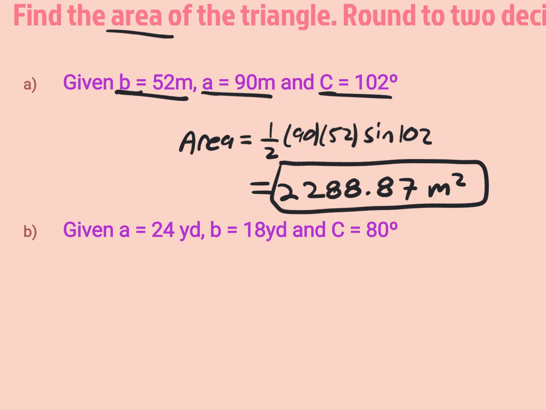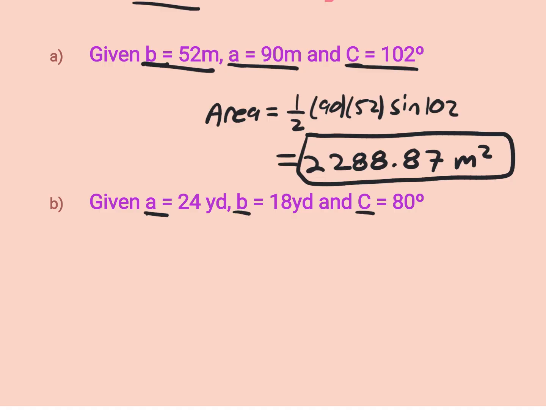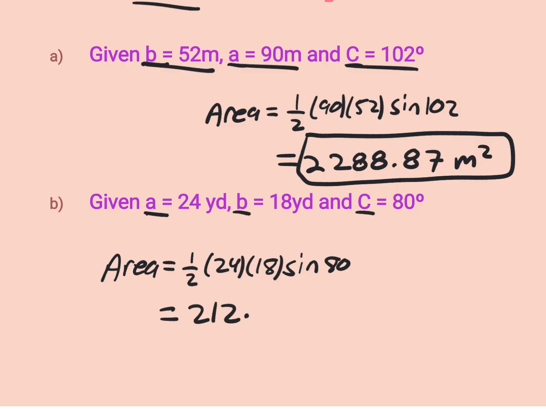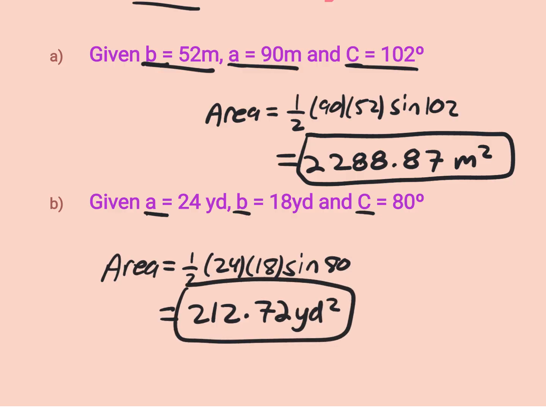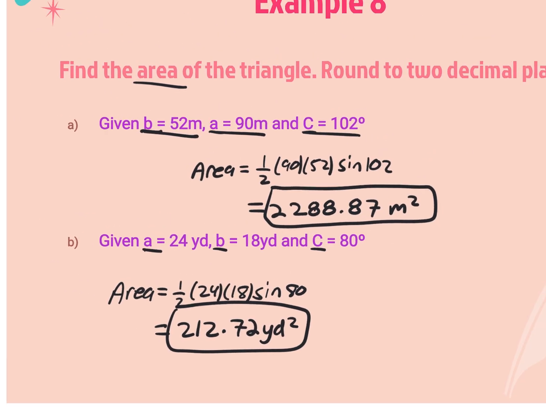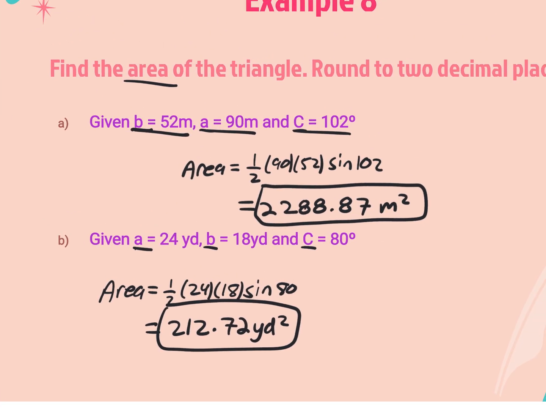All right, if you look at the next one, same thing, right? I have a little a, a little b, and a capital C. You're going to plug it into the same formula. So it's going to be 1/2 AB sine of C. So it's going to be 1/2 times 24 times 18 times sine of 80. Once again, this should just be one go in your calculator and you get your answer. And it should get you 212.72 square yards. All right, are we okay with those? Those should be pretty easy.